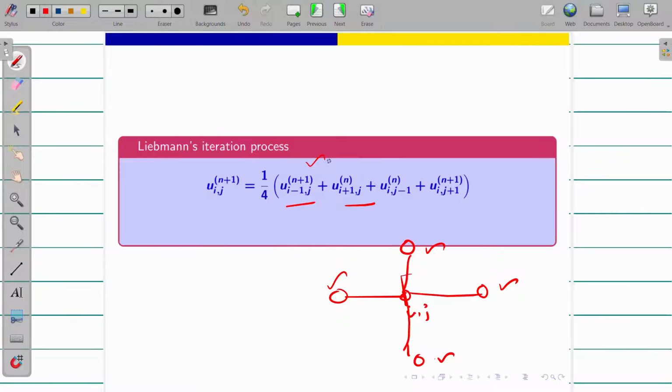The left value gets n plus 1, and similarly the bottom value gets n plus 1. The left and the bottom get n plus 1, and the other two get n. In this bracket we are writing n plus 1 and n, and these are all iteration numbers, not the derivative or some other thing. Simply, they are iteration numbers. That's it.